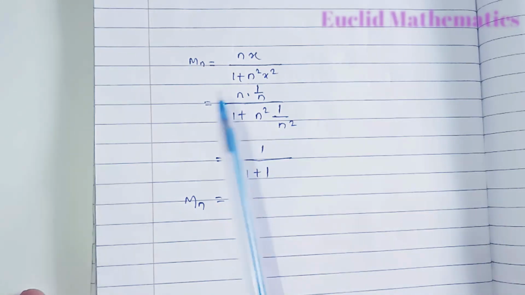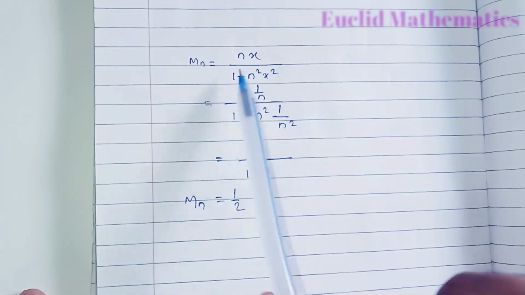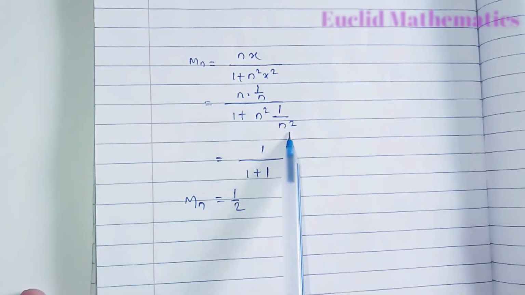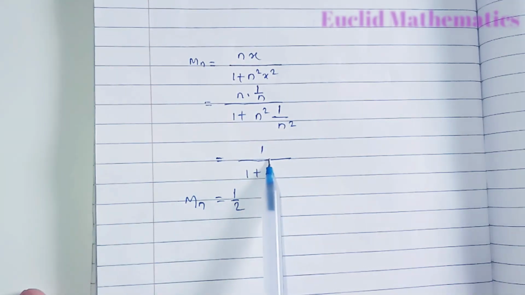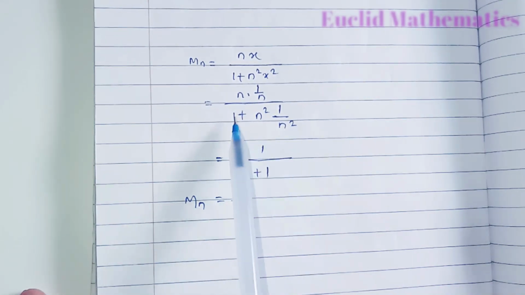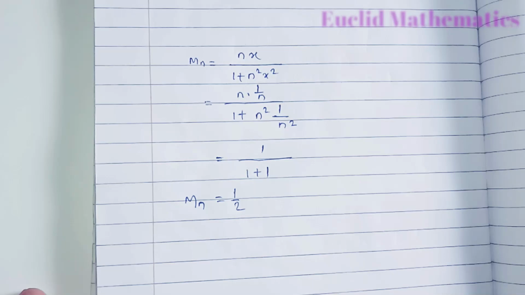Then we get the value of Mn as nx upon 1 plus n square x square. We have the value of x as 1 by n. So n into 1 by n, x square is 1 by n square, and 1 plus n square times 1 by n square. Cancel n with n, the numerator becomes 1. Cancel n square, the denominator becomes 1 plus 1, which is 2. So we got the value of Mn as 1 by 2.